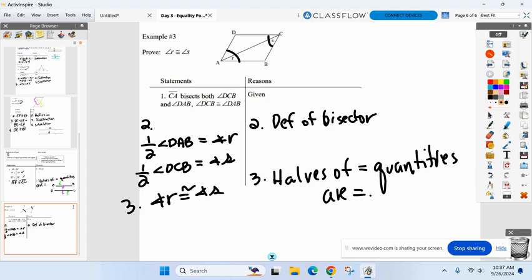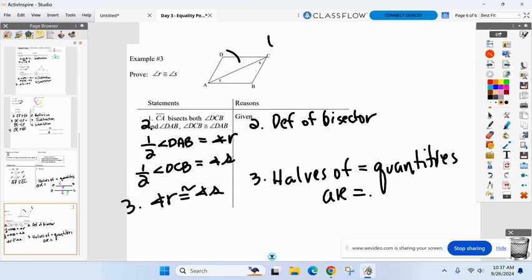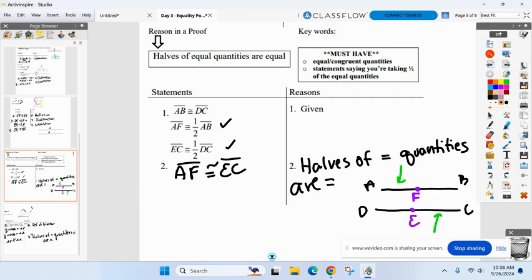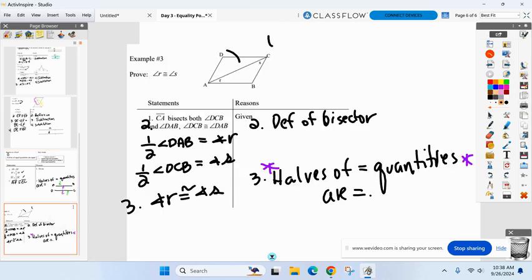Before you go to the homework, I can't stress this enough. You cannot use this property unless you tell me above what you're taking half of. Will it be given sometimes? Sure. Do you have to write it sometimes? Yes. But how are you going to know it's a halves of equal quantities proof? What are you going to see in the givens? Bisector or midpoint. All right, that's a dead giveaway.